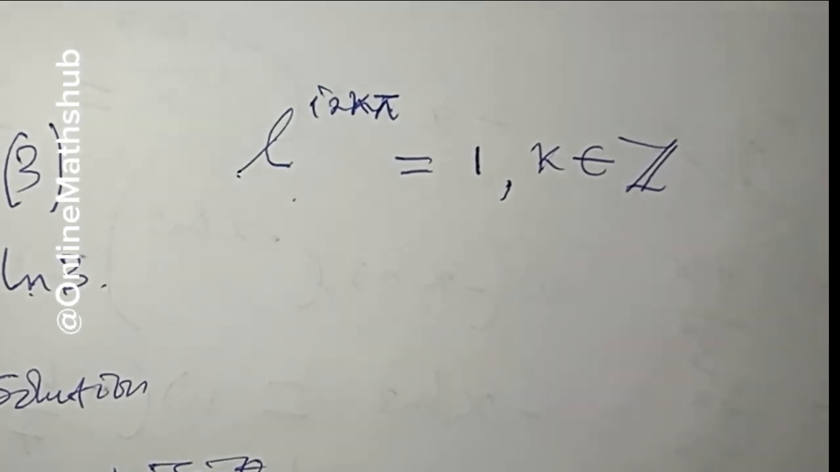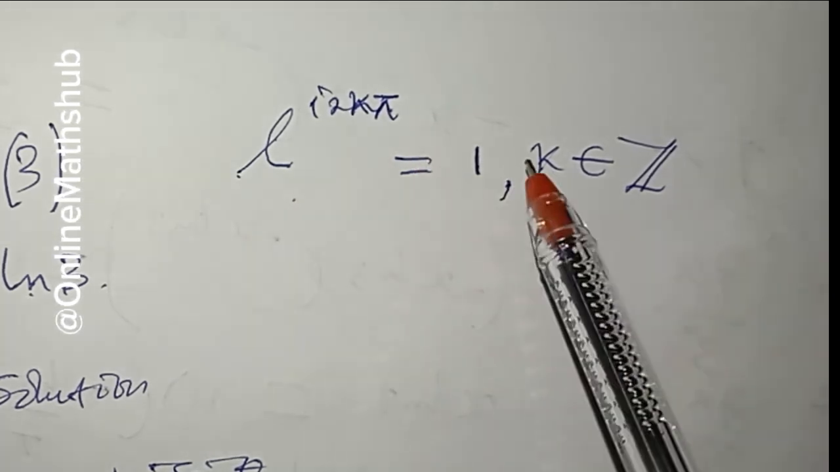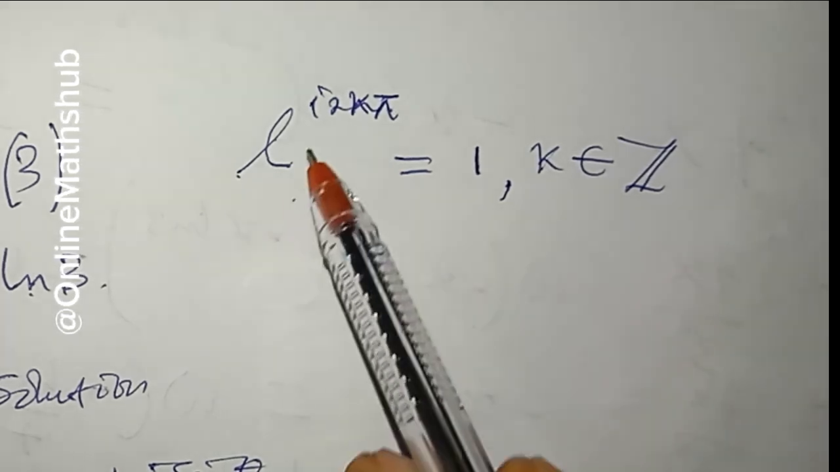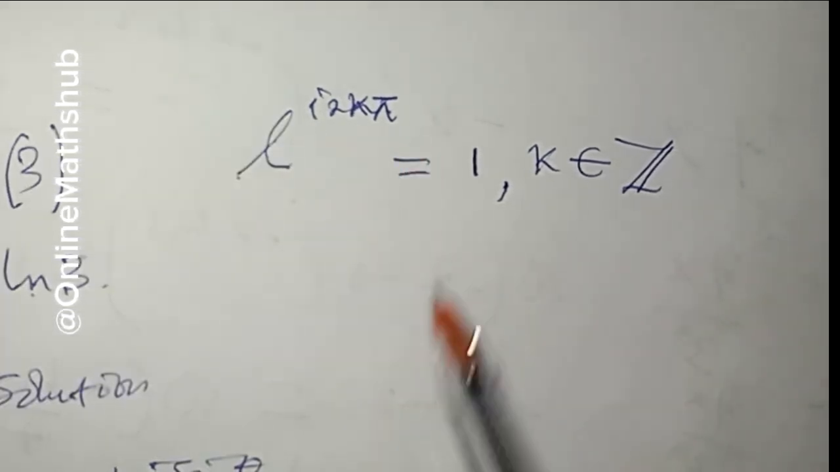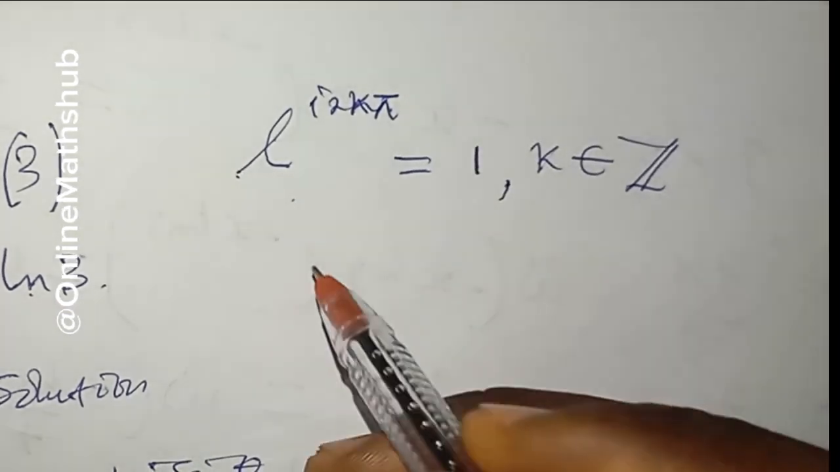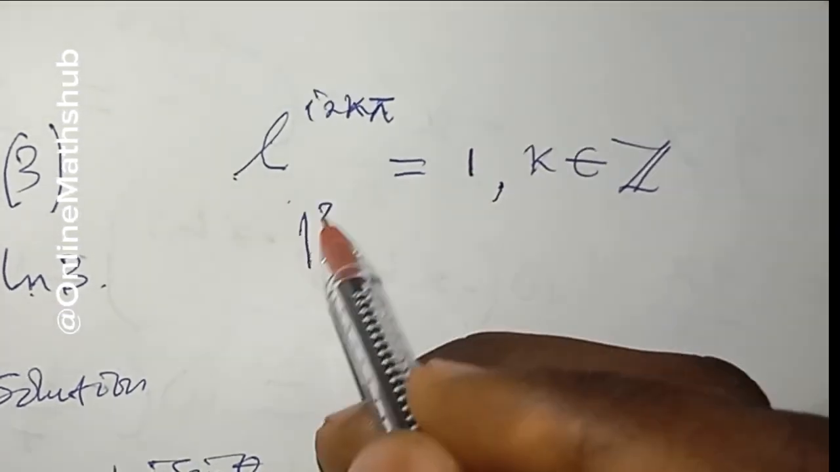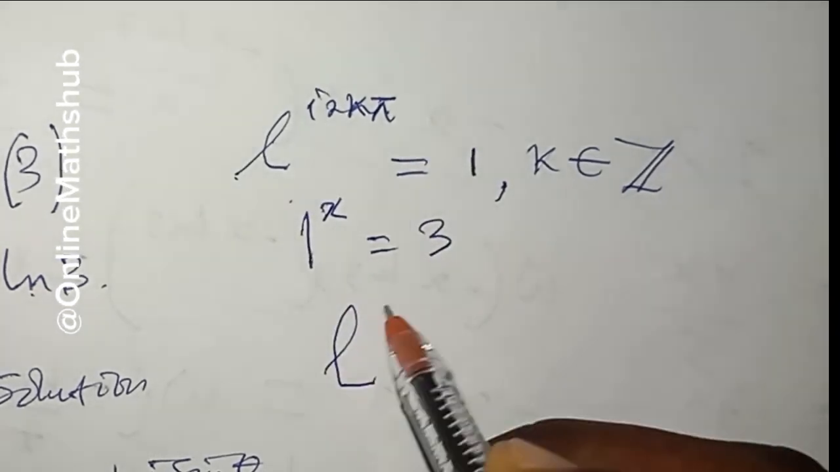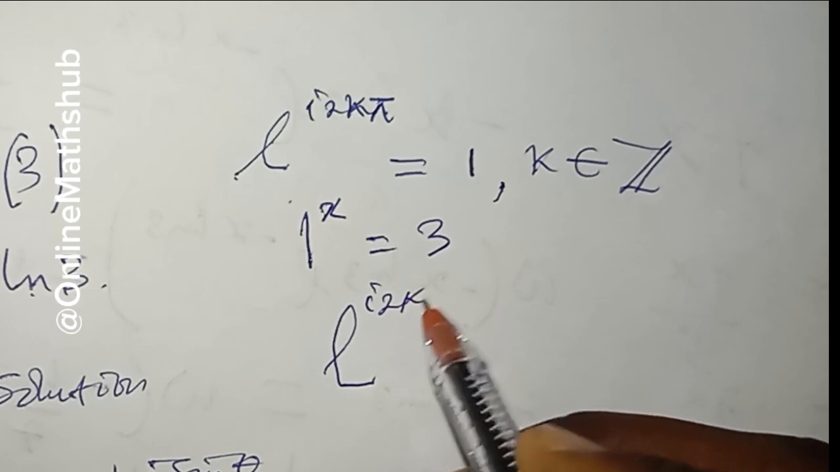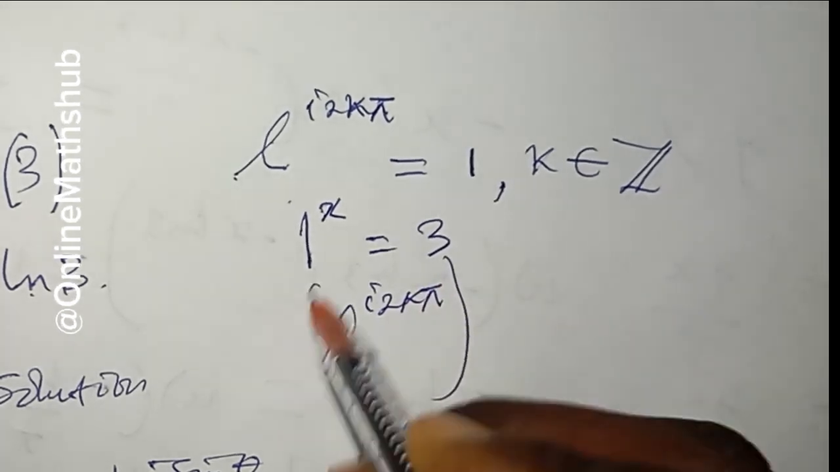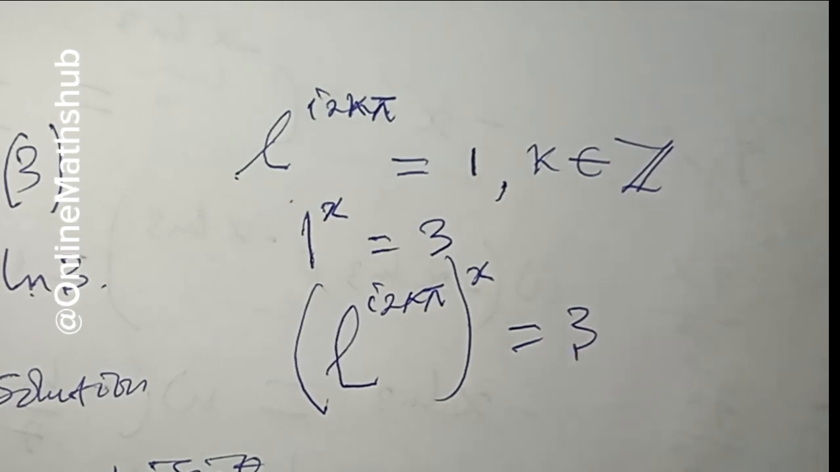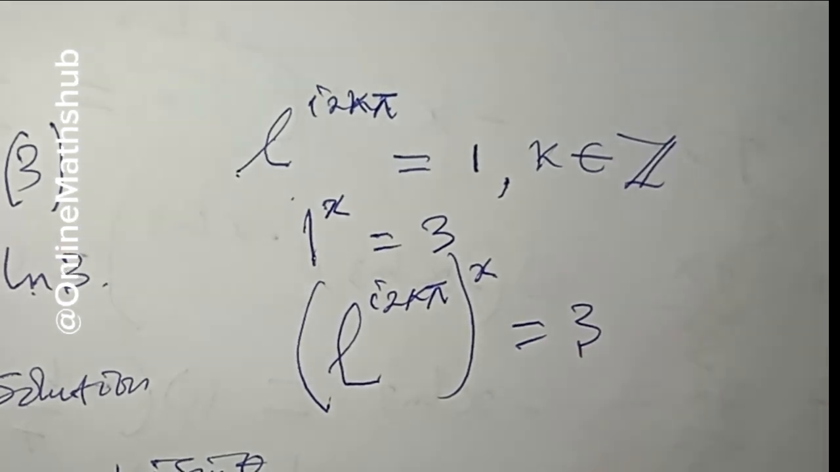In order to solve the problem, we make this substitution, and in place of 1 we write exponential i 2k pi. So the equation we are now solving, 1 power x equal to 3, changes to exponential i 2k pi, power x, equal to 3. We can then proceed to solve from here.